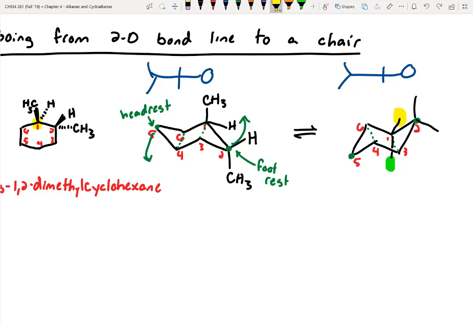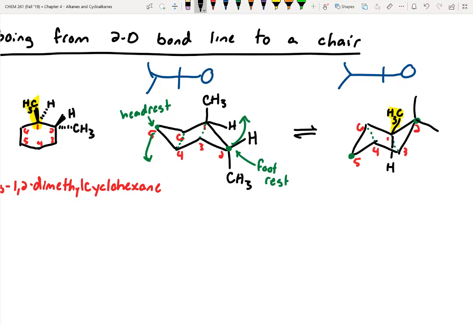So let's think about it. Which one's closer to our eye, the yellow or the green? The yellow, in this case, is closer to our eye, which means that this must be our CH3 group. Because we know over here that the CH3 group must be closer to our eye in the 2D bond line structure, looking straight down at it. And in this structure, it's closer to our eye than the green one, which means that the green one must be that assumed hydrogen off of carbon 1. Make sense?